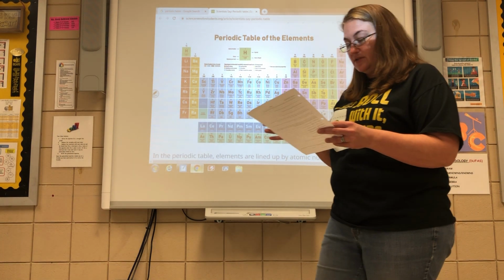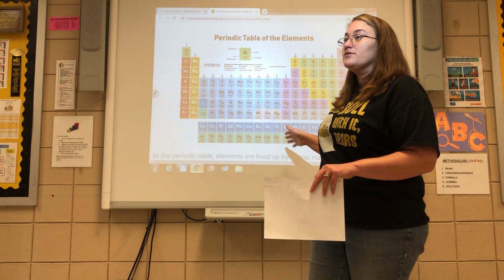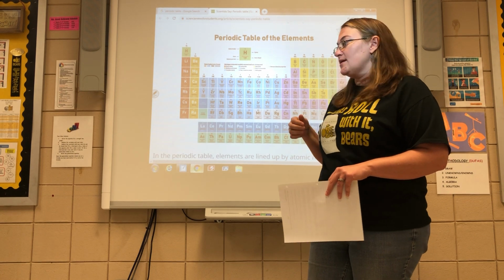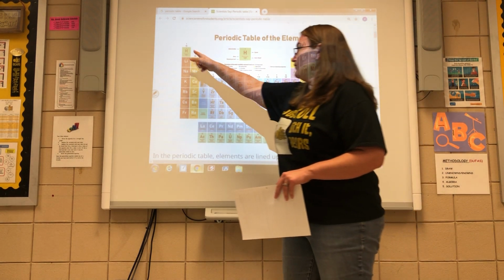So the noticing about the location of elements in each family, yes, they're all in the same column. Each family is the same column. Think a family tree growing taller. This vertical is your tree.